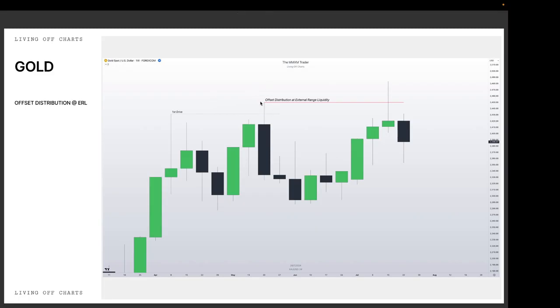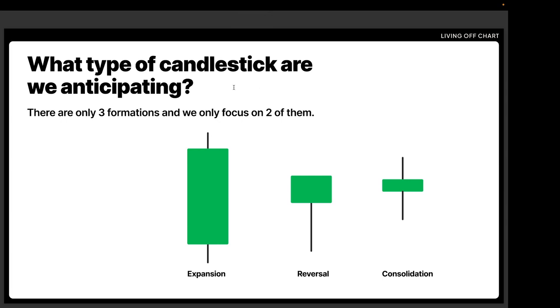So remember the multiple things we need to be looking at when we're anticipating the weekly candle. And external range liquidity has been taken here. Offset distribution, you guys should remember that from the last episodes. And now, how are we going to anticipate the candlestick to form?